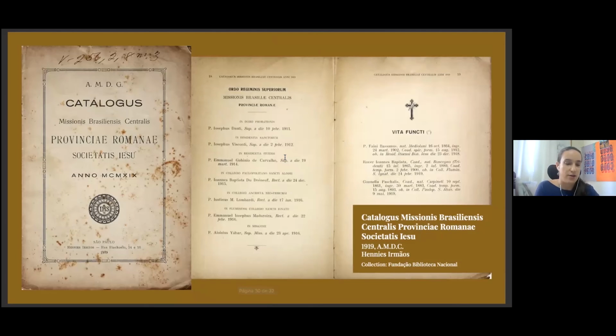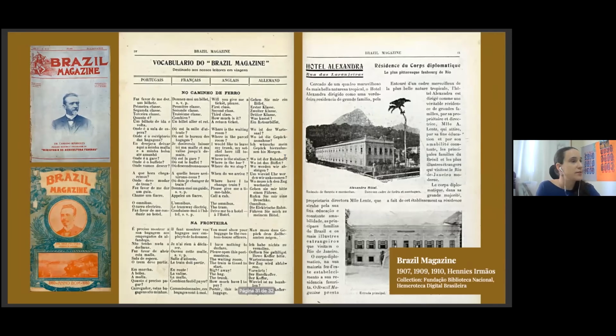The Haynes also published at least one booklet in Latin, the Brazilian Central Mission Catalog, shown here in 1919 for the Catholic Church. Brazil Magazine, the last example, was published in multiple languages: Portuguese, French, English, and German.